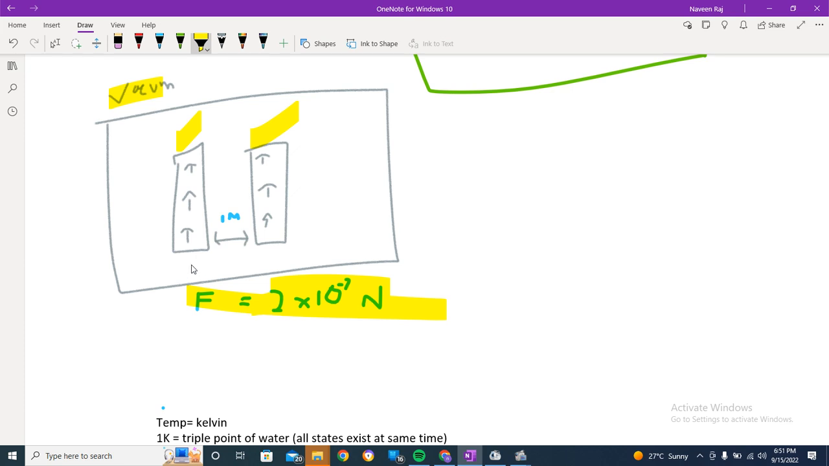So we have a condition where two parallel wires placed in a vacuum at a distance of 1 meter have an attractive force of 2 into 10 to the power minus 7 newton. The amount of current flowing under these conditions is termed 1 ampere, right?